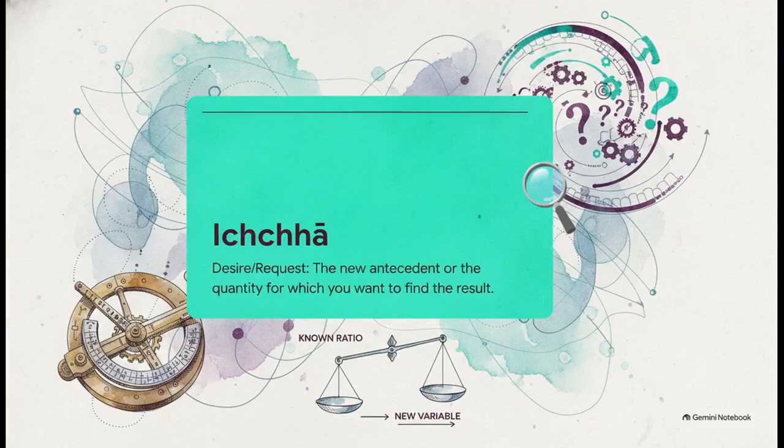Now, this is where the actual problem-solving kicks in. Icha translates to desire or request. In algebra, this represents our new antecedent. It's the new quantity for which you have a desire to find the result. You've got a known ratio, but now you want to know what happens when you introduce a brand new variable. This is the C in our setup. It's essentially human curiosity, the whole catalyst for doing the calculation in the first place.